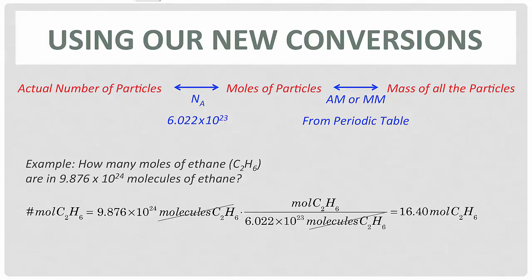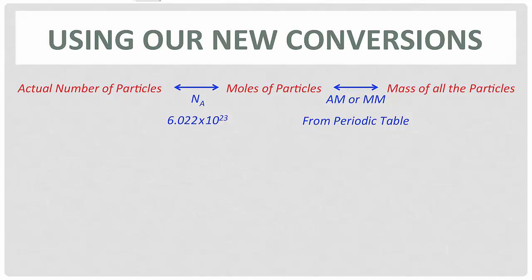Well, that's one type of thing. We can go back and forth, like I said before, between the actual number of particles, which is given here, and the moles of particles, which we found. But we could also do the other thing. We can go from moles to mass, or the other way around from mass to moles. Let's look at the second example.